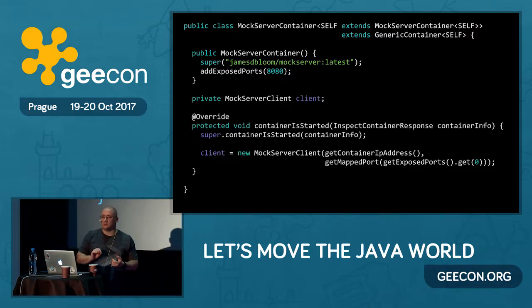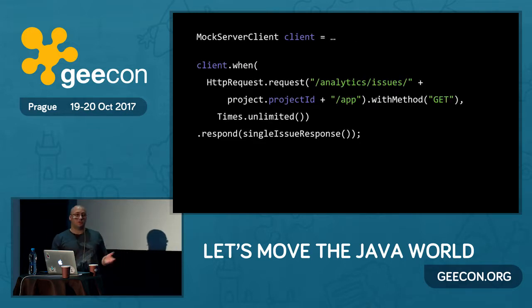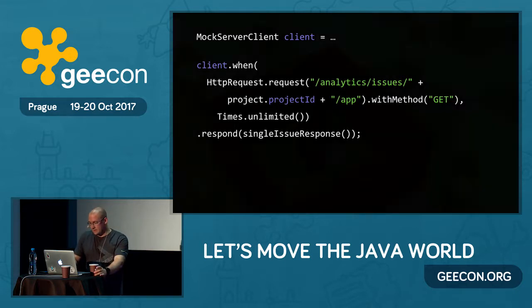And here is just an example of how you can make things a little bit more convenient for yourself. Generic container provides you the lifecycle of the Docker container itself, so you can detect when it started and do some initialization if you need. In this example, we are initializing a mock server client, which is a mock server API dependency that we pull into the project. And then we can just describe what kind of response we should get if we call that endpoint. So it's a very simple example.